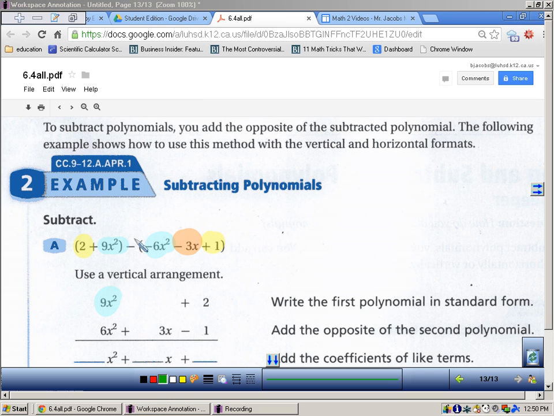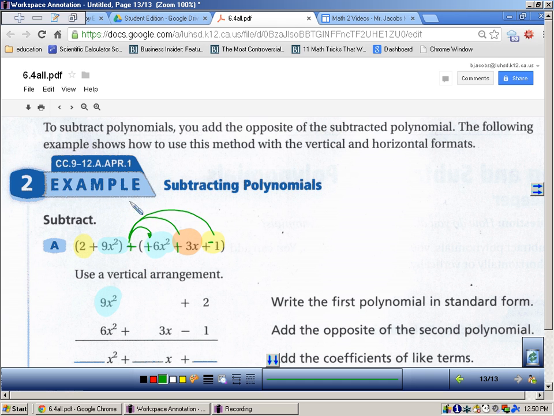So the first step is to add the opposite of the second polynomial. What that means is this negative sign affects everything inside the parentheses, and it changes each sign to its opposite sign. So this would be minus 6x squared or negative 6x squared, but now it's positive 6x squared. This is now positive 3x. And finally, this would be negative 1. Alrighty? And since we've done that, this now becomes an addition problem. And that's the rule. So subtracting is akin to adding the opposite of each of these terms and their sign.